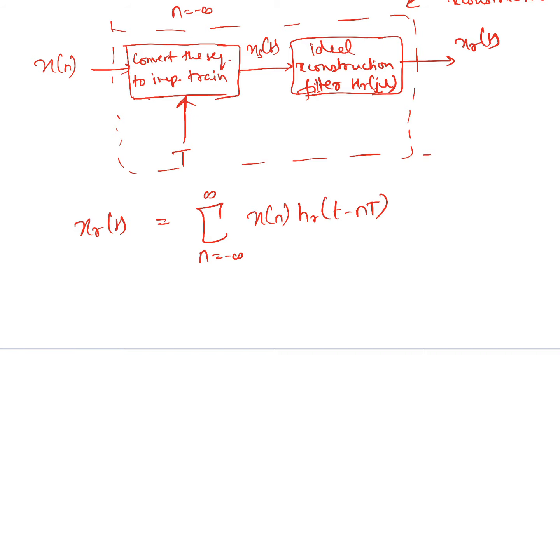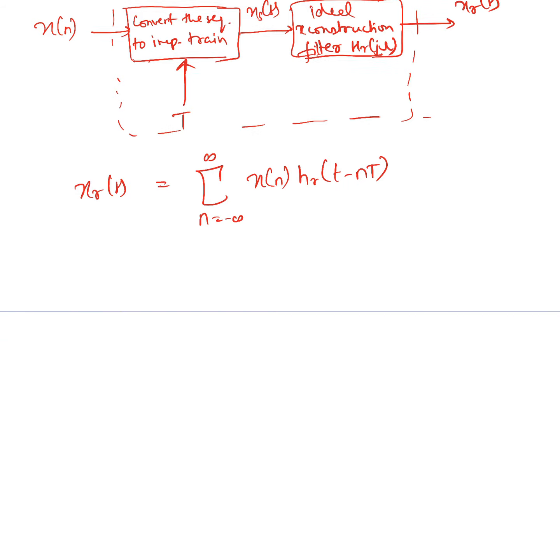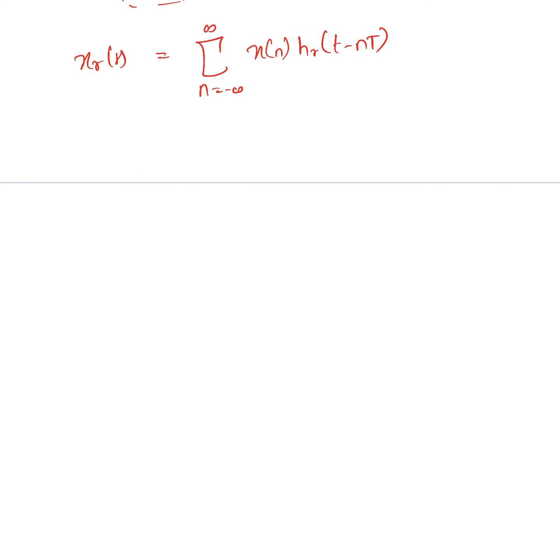Okay, where we have this ideal reconstruction filter. One of the filters we have seen in the last couple of classes is this one, HR of t, where you have minus pi by T and pi by T with the gain T, and this is your HR of j omega, and you have this omega. Okay, so this is the filter we have been seeing earlier. Now we will look a bit into what it actually gives us.